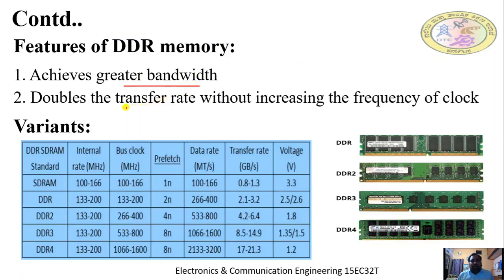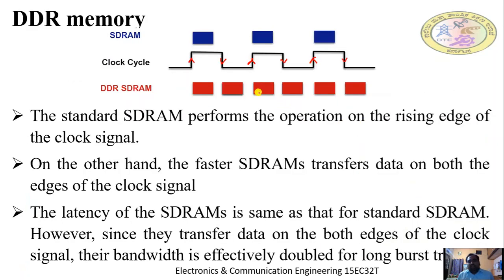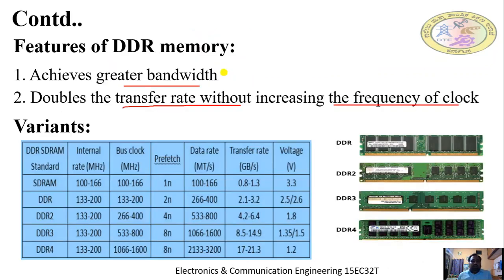The second feature is that it doubles the transfer rate without increasing the frequency of the clock signal. Here we have not increased the frequency of the clock signal. The clock signal frequency is the same, but it is transferring the data on both edges. That's why it increases the bandwidth without increasing the frequency of the clock signal.